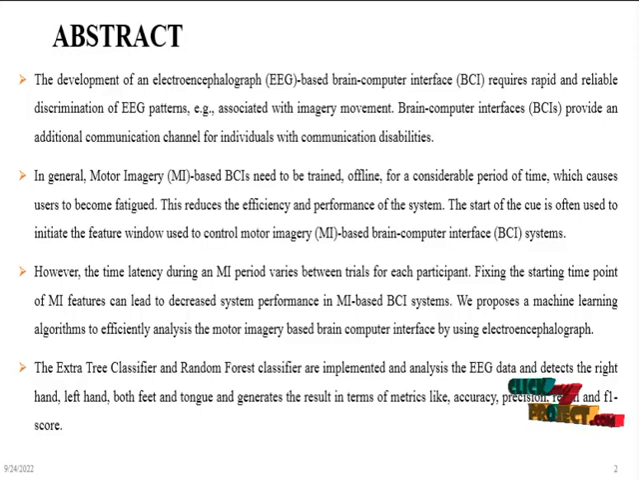We propose a machine learning algorithm to efficiently analyze the motor imagery-based brain-computer interface by using electroencephalograph. The Extra-T classifier and random forest classifiers are implemented to analyze the motor imagery EEG data and detect the right hand, left hand, both feet and tongue classes. Then it generates the results in terms of metrics like accuracy, precision, recall and F1 score.